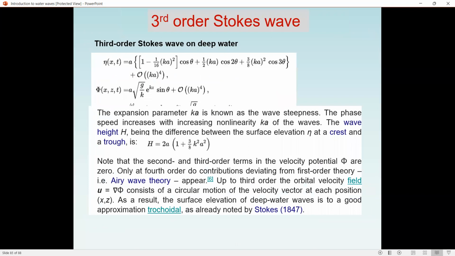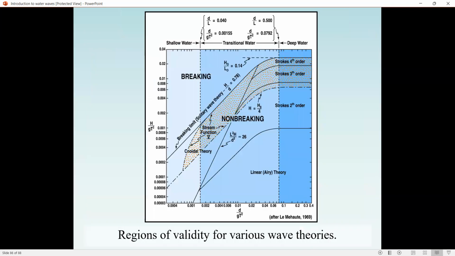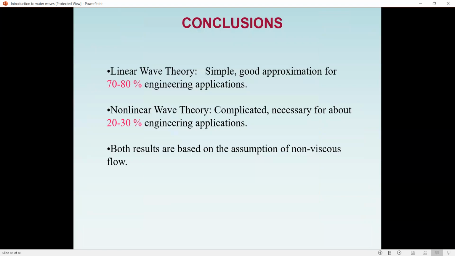Third order wave theory also evolved in this way. I have already given the expression for this, and here the different wave theories are put together. In 1969 it was compiled how the variation takes place from first order to second order. The simplest is the linear wave, then comes the second order wave theory, then the third order, then the fourth order, and so on. This is the way wave theory evolved, and for the simplest application, if nothing else is available, go for the first order wave theory solution.